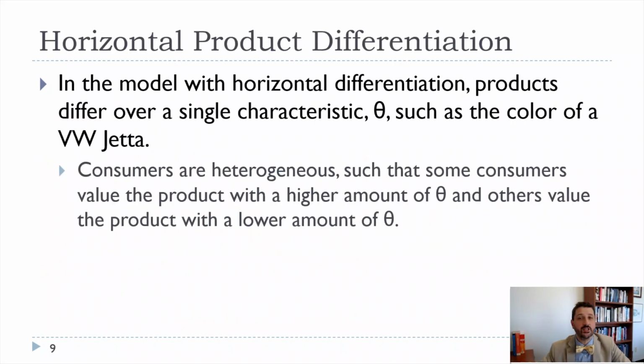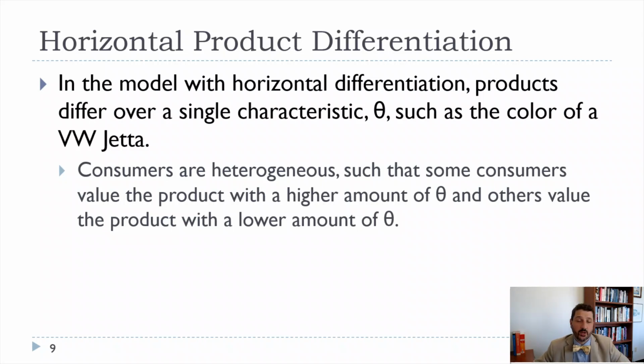And so for the Hotelling model, it's really all about horizontal product differentiation. So what do we mean by horizontal product differentiation? Well, we mean there's some single characteristic, which we're going to call theta, that consumers disagree about. So some people like a little bit of theta, some people like a medium amount of theta, some people like a lot of theta, right? So you can think about it as color, you can think about it as really anything that's sort of unidimensional for a product.